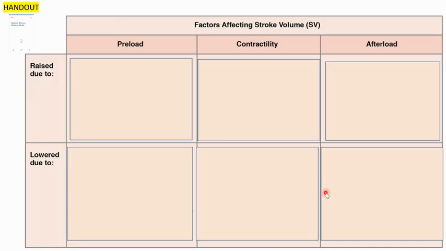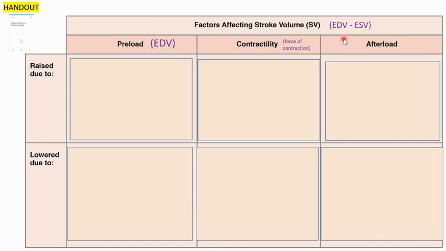So this is the handout that you've got. You've got up across the top factors affecting stroke volume: preload, contractility, and afterload. So these are your three main factors. And here's a list of what raises preload, what lowers preload, and all the way across. So most of this, and just a reminder, end diastolic volume minus end systolic volume is going to equal stroke volume. So just to kind of remind y'all, preload is that end diastolic volume, where contractility is the force of the contraction.